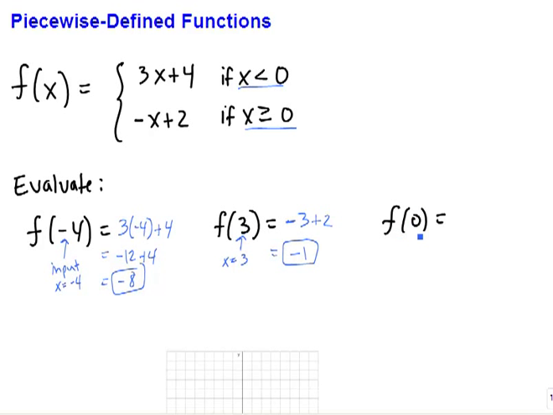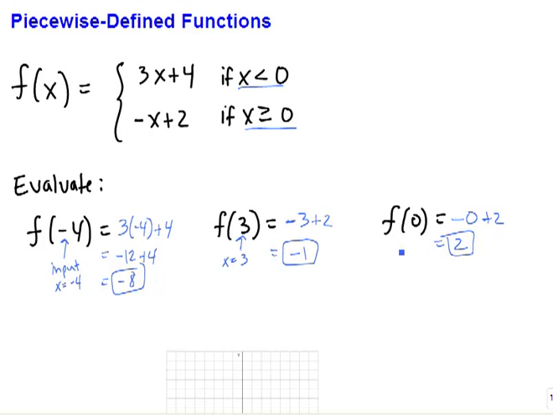And finally, f of 0. 0 is going to fall in which of these two conditions? The top one is x strictly less than 0, and the bottom one is x greater than or equal to 0. Because of that equal bar, we need to use the bottom rule. So if I substitute in 0 for this x, I would get negative 0 plus 2, which is just going to stay 2.